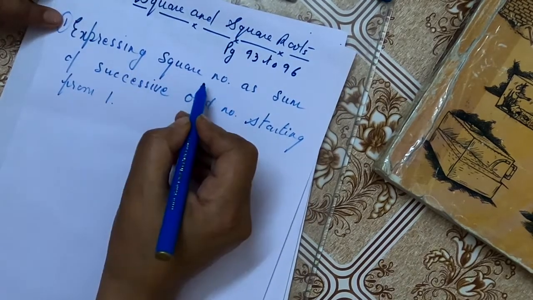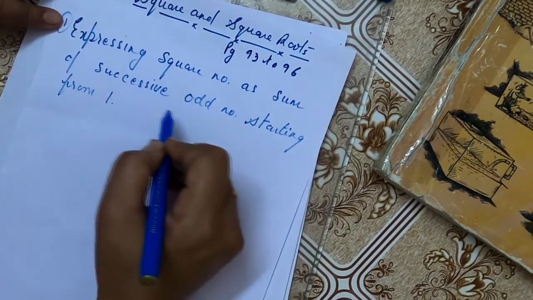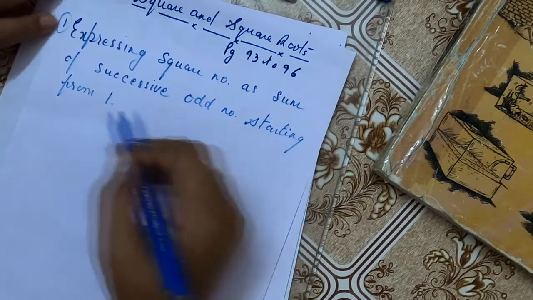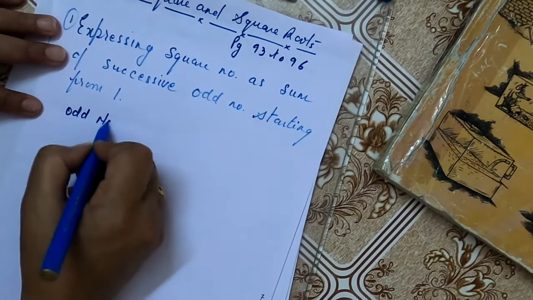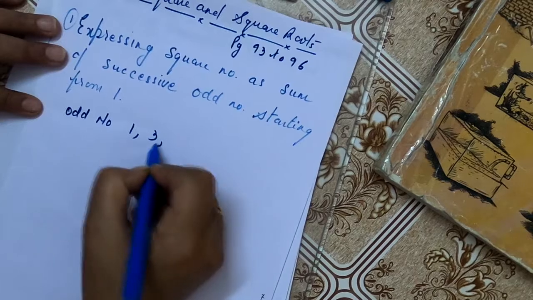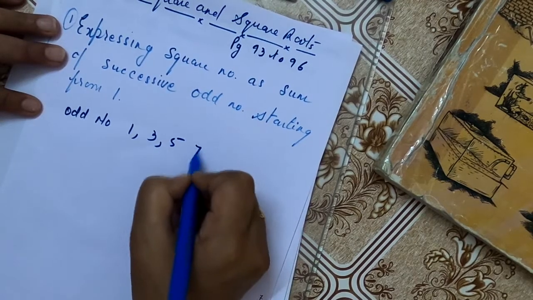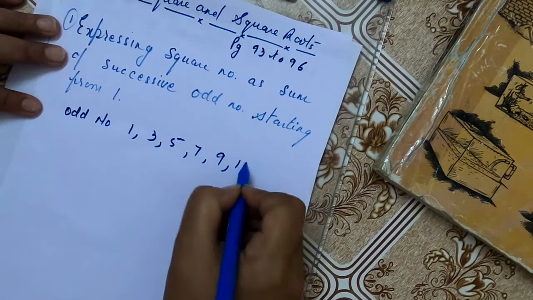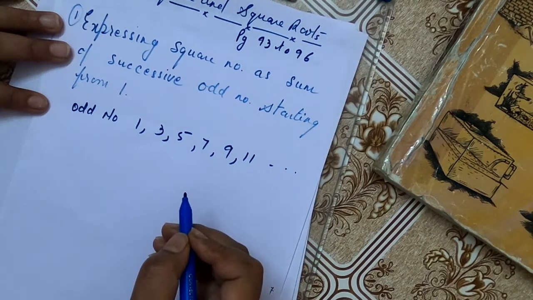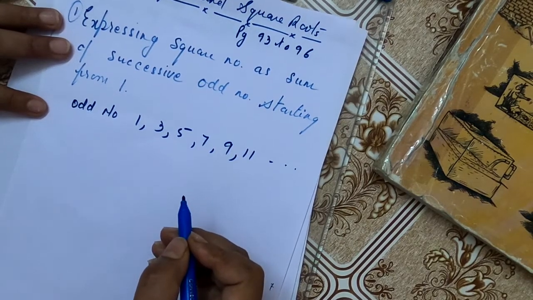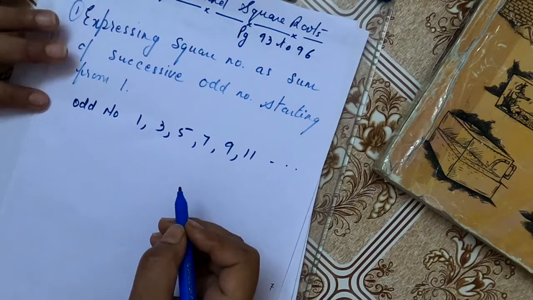Now, expressing square numbers as sum of successive odd numbers starting from 1. Let us see odd numbers. It is 1, 3, 5, 7, 9, 11 and so on. Now, let us see how we can express square numbers as sum of successive odd numbers starting from 1.